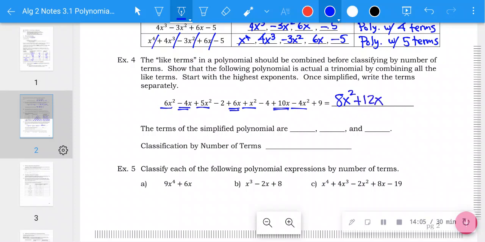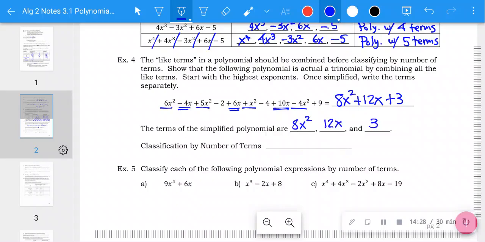And finally, the constant numbers, negative 2. Negative 4 is negative 6. Negative 6 plus 9 is 3. So plus 3. And at this point, you judge how many terms there are. Let me list them separately. Here's the first monomial.